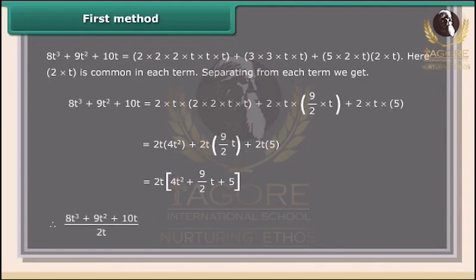Therefore, 8t cube plus 9t square plus 10t upon 2t is equal to 2t into 4t square plus 9 upon 2 into t plus 5 whole upon 2t, which is equal to 4t square plus 9 upon 2 into t plus 5.